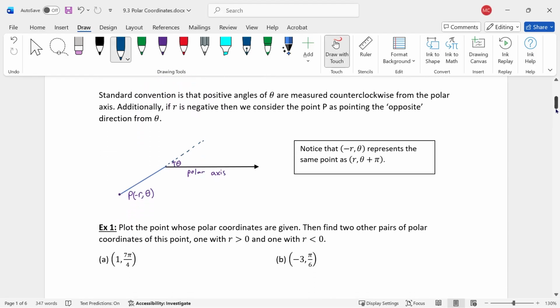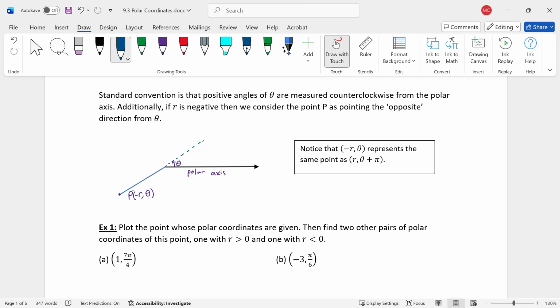So if we look at this example diagram here, if we've got an angle theta and our point is (negative r, theta), then we look in the direction theta, but because this first coordinate is negative, we go opposite of that angle when drawing our distance.